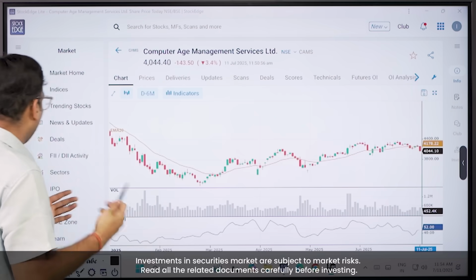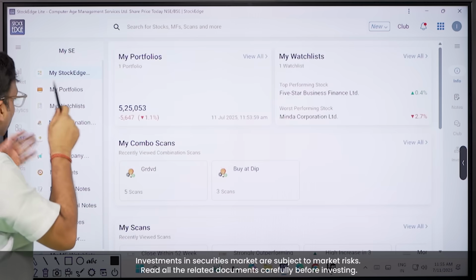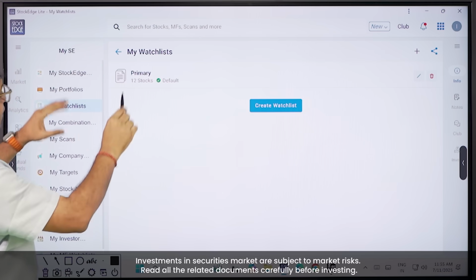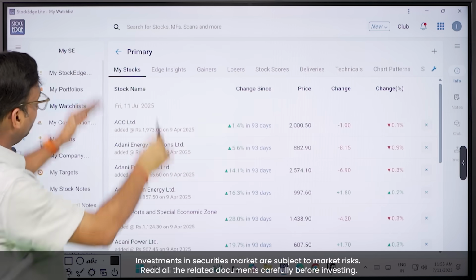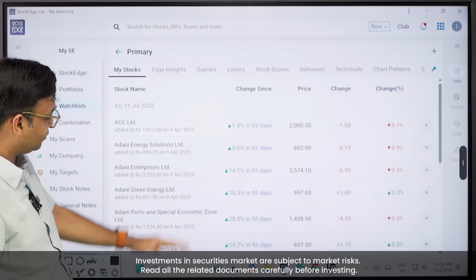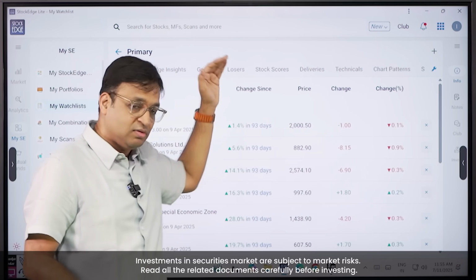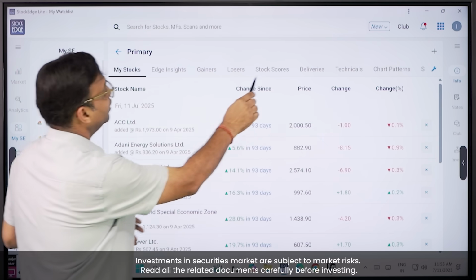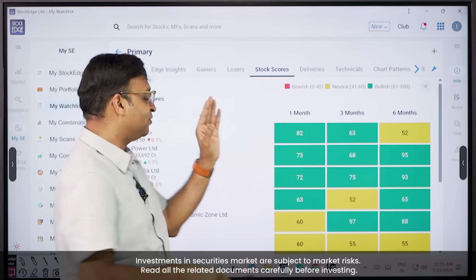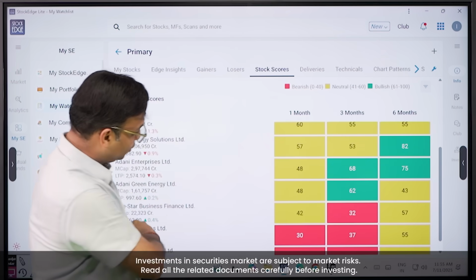Now, as a portfolio, how do you do this? Once you have your own portfolio, the best way to deal with this is, let's say for example, this is your portfolio. These are the portfolio stocks you are having. We added a couple of these stocks when we discussed last time. You go to stock scores here and look at this. This is the perfect way to take a decision on your portfolio.